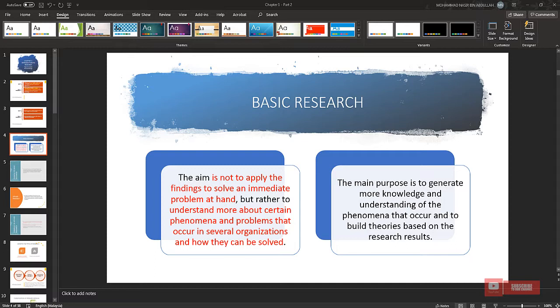A person wishing to do basic research in a specialized area must have studied the concepts and assumptions of that specialization enough to know what has been done in the past and what remains to be done. Right?